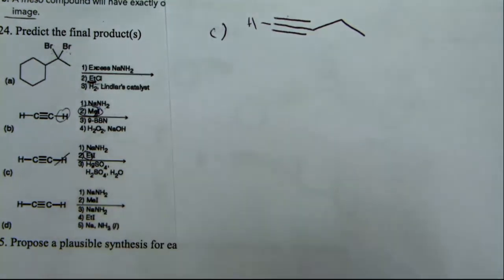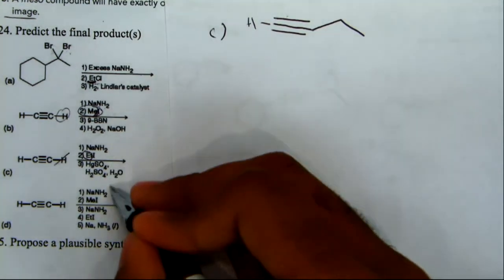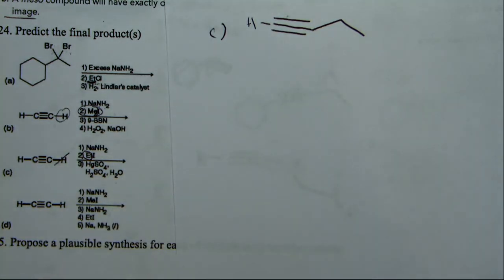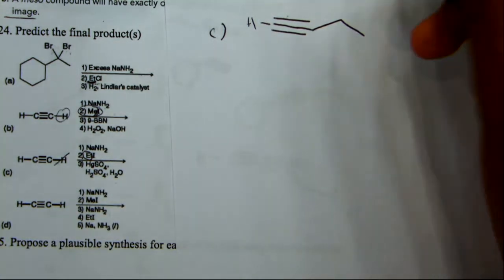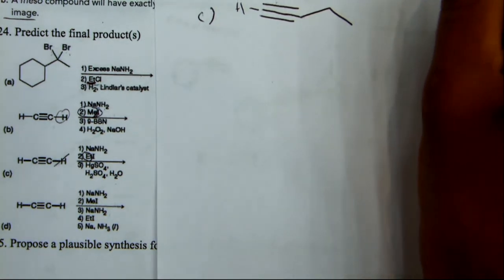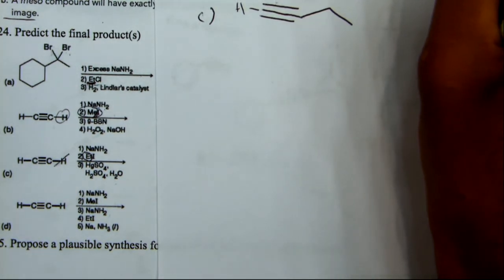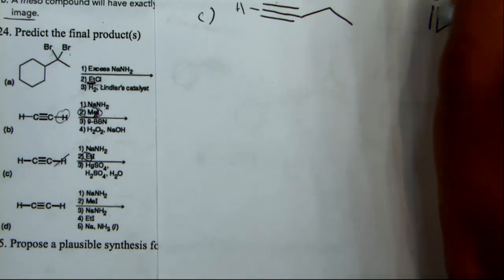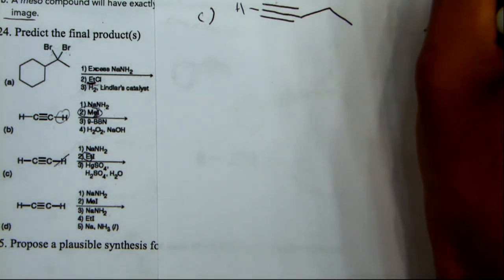And then we have HgSO4, H2SO4, and then water. That'll give us a ketone. It looks kind of weird.